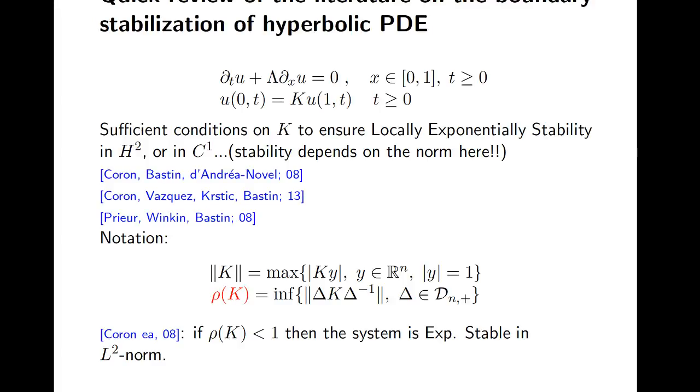but let me just give you a brief overview of the results that exist in the literature on stability for this class of PDE. If you define these two objects like this, then this result says that if this rho function, which is kind of a spectral radius, right, is less than 1, then this system is exponentially stable in L2 norm, okay? When I talk about L2 norm, it's the integral over the domain 0, 1, in this case, of the square of the state. It is, if you want, the energy of the system, okay?